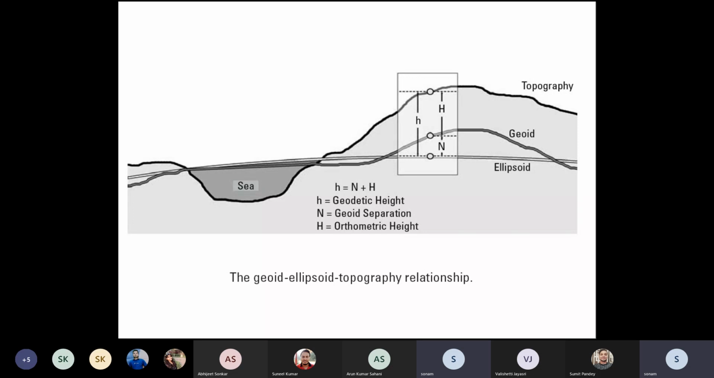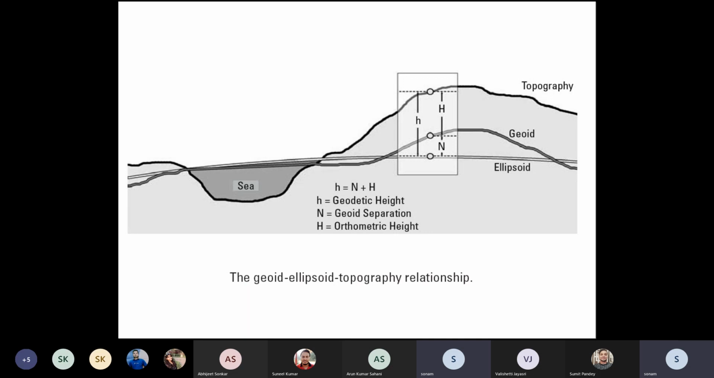What is geodetic height? The height that is measured from the ellipsoidal surface is called the geodetic height. The height that is measured from the geoid or mean sea level is called the orthometric height. And the relationship is: geodetic height is equal to orthometric height plus geoidal suppression. In some books you will find this term as geoidal undulation.